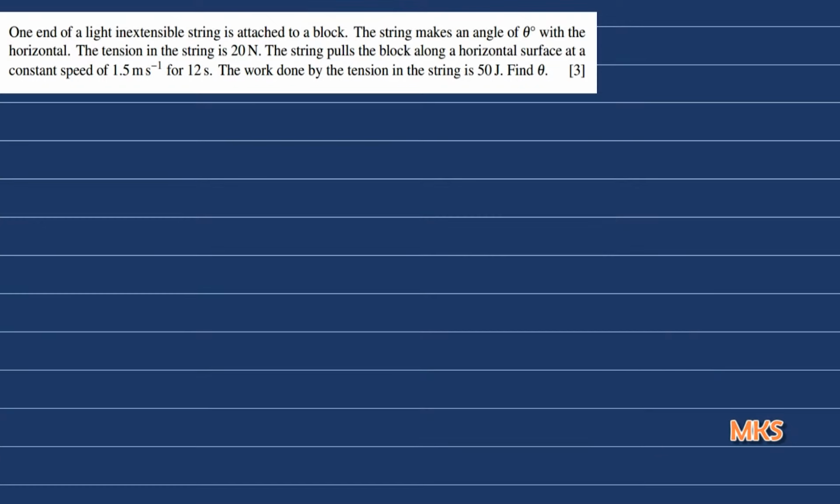Question number 1: one end of a light inextensible string is attached to a block. The string makes an angle of theta with the horizontal. The tension in the string is 20 Newton. The string pulls the block along a horizontal surface at a constant speed of 1.5 meter per second for 12 seconds. The work done by tension in the string is 50 J. We have to find theta.